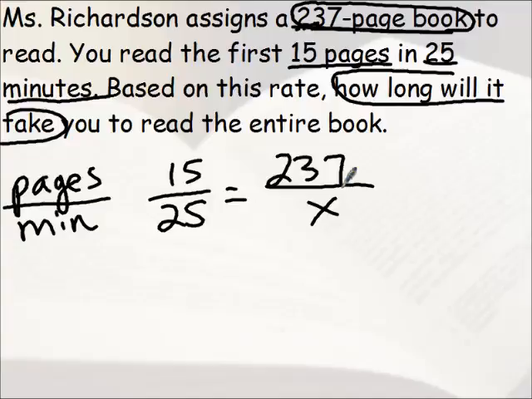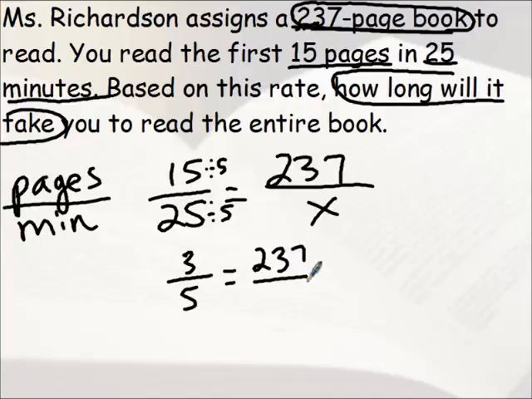Now before we go about writing an equation and cross multiplying, we see that we have 15 over 25, which I know can be simplified. 15 is divisible by 5, and so is 25. So I'll have 3 over 5 equals 237 over x. All I've done is simplify one of the ratios, 15 over 25. And now I'm ready to cross multiply.